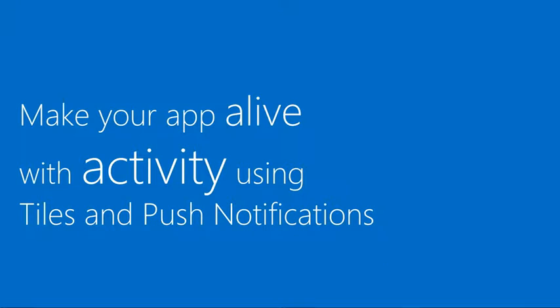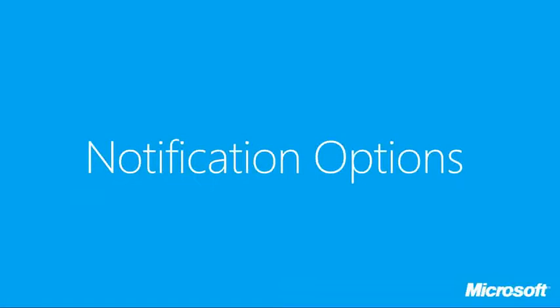So really, this session is about making your app alive with activity using tiles and push notifications. So that means how do we go and surface new and relevant data or activities on your start screen, be it the phone or Windows 8, such that you can draw users back into your applications. Because really, at the end of the day, this is about getting users to engage with your application again. And that's why we have it on the start screen, and that's why we try and keep them up to date. And as it says there, alive with activity.